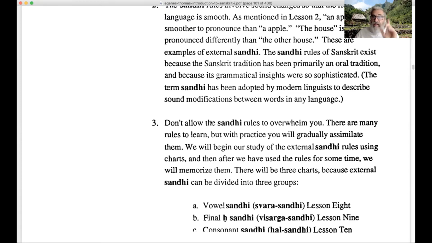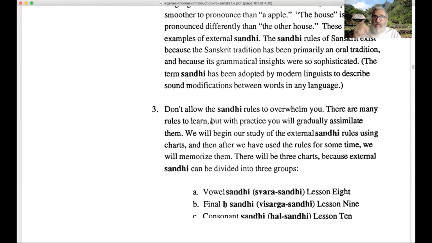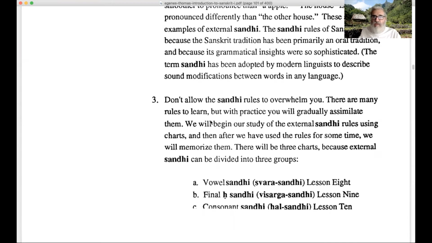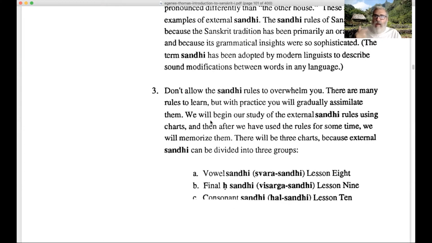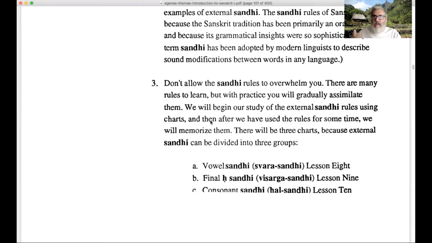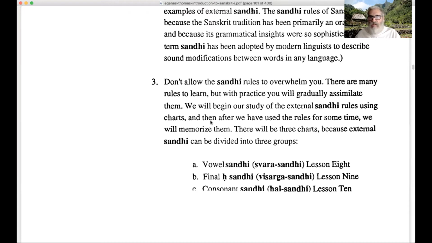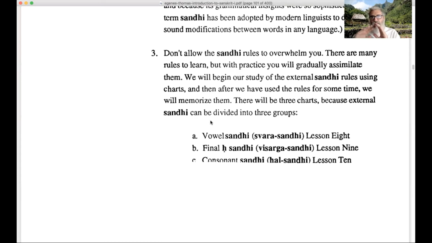Anyway, the sandhi rules of Sanskrit exist because the Sanskrit tradition has primarily been an oral tradition, and because the grammatical insights were so sophisticated, the term sandhi has been adopted by modern linguists to describe the sound modifications between words in any language. So sandhi applies to all languages to a greater or lesser extent. In Sanskrit, there are more rules than in most other languages.